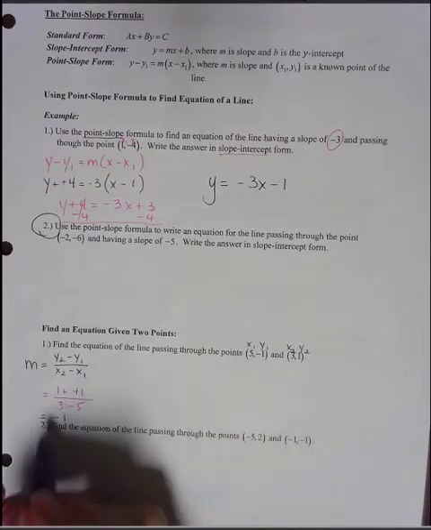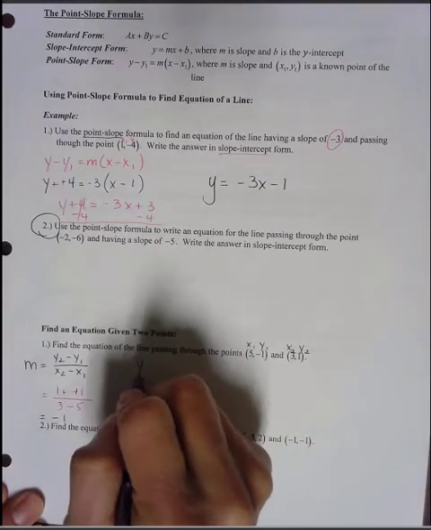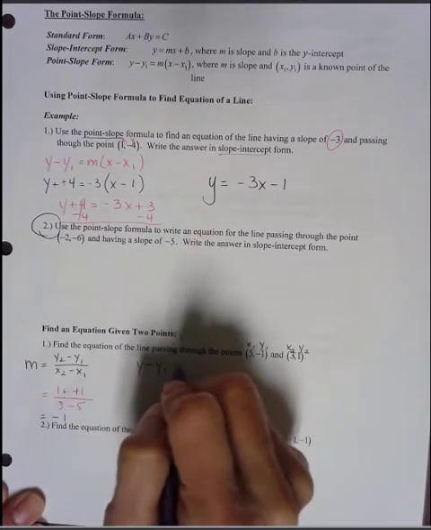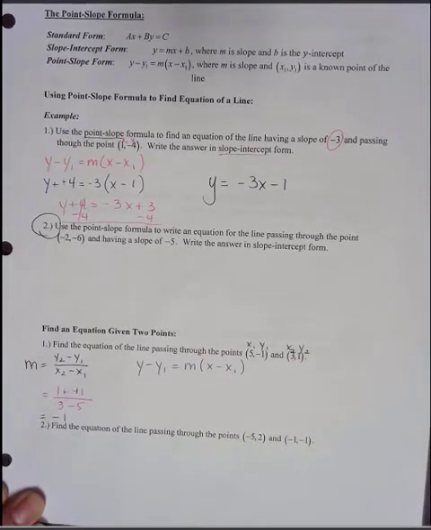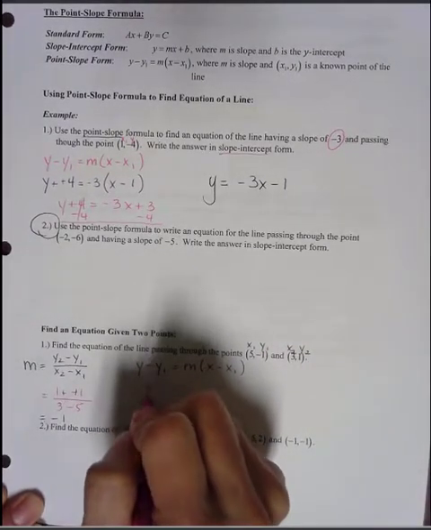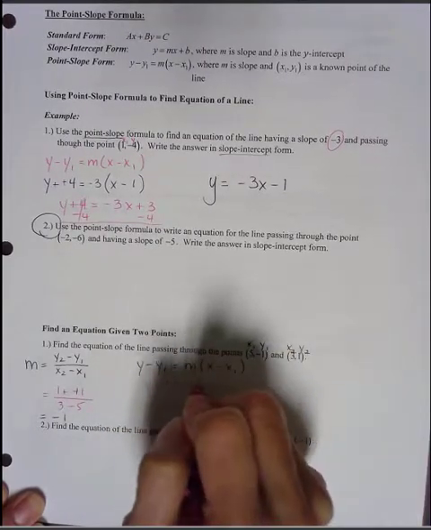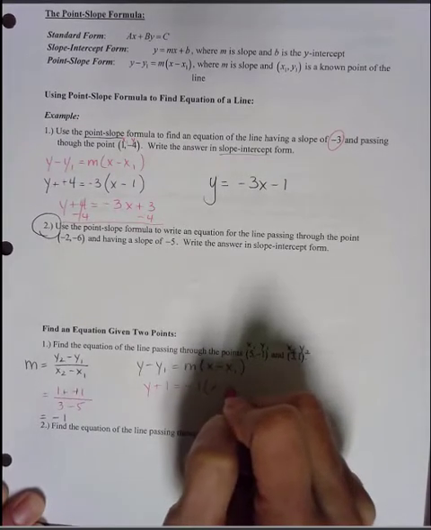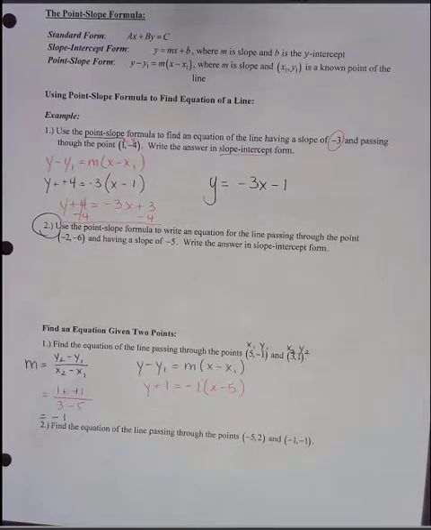Okay, now that we know that, we can go ahead and put it into point-slope form, because that'll be the easiest. So we have y minus y1 is equal to m times the quantity x minus x1. And then we'll just sub in one of the points. So we have y minus -1 is equal to -1 times the quantity x minus 5. And that's the equation of the line. And we can leave it in that form, or we could change it to slope-intercept form, or y equals mx plus b form.